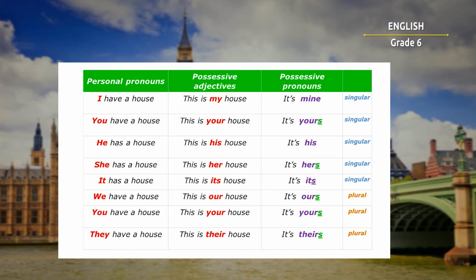It has a house. This is its house. It's its. We have a house. This is our house. It's ours. You have a house. This is your house. It's yours. They have a house. This is their house. It's theirs.